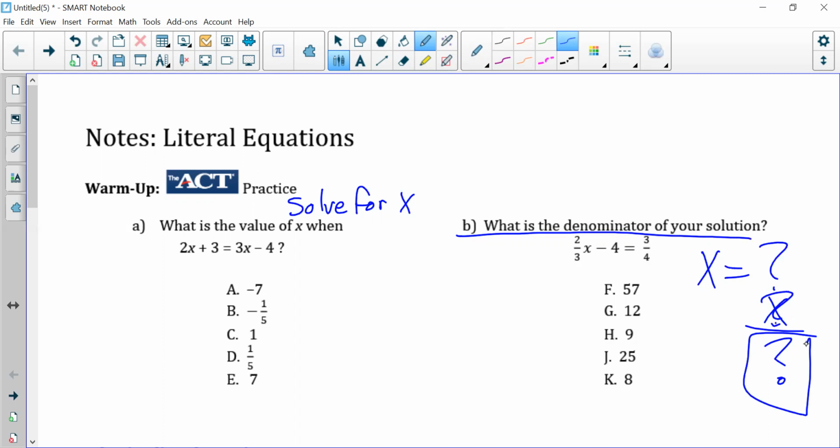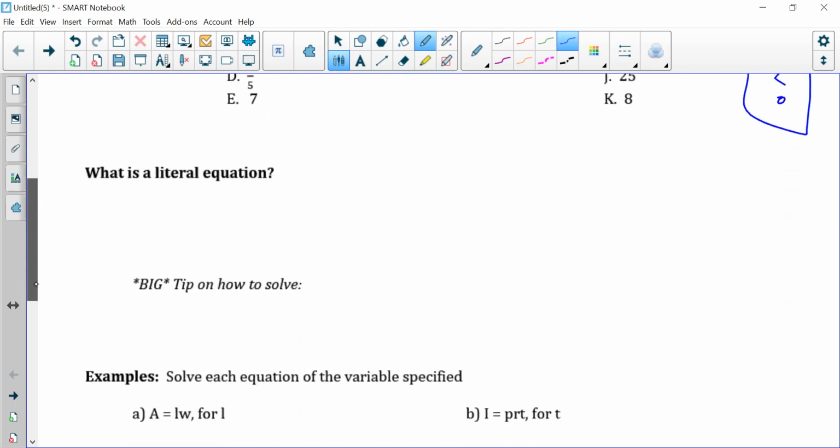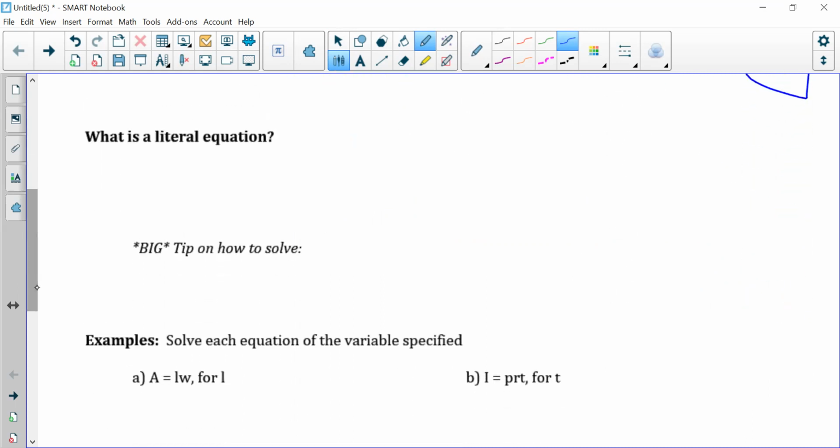So this is testing not only are you paying attention, but two, do you know what the denominator is? Remember, the denominator is the number on the bottom. Once again, we're not going to go through this. You all can solve an equation. Let's go down and let's get into what is a literal equation.